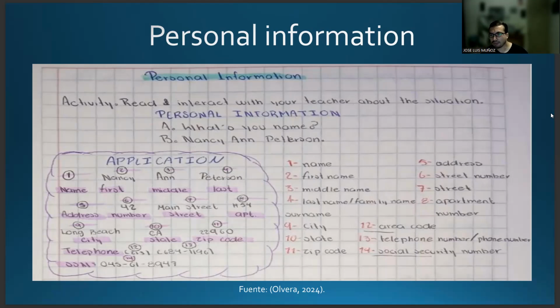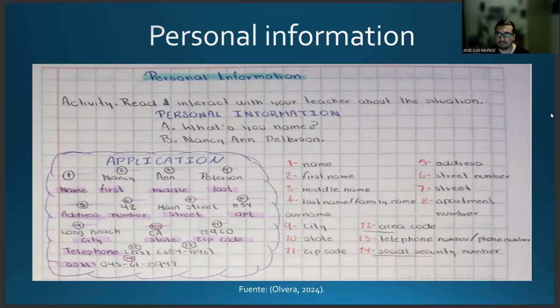So here we have like 14 pieces of information, 14 things that you have to say in this activity. The first one, we have seen, is the name. Number 2, we have the first name. Number 3, we have the middle name. Number 4, we have the last name, family name.